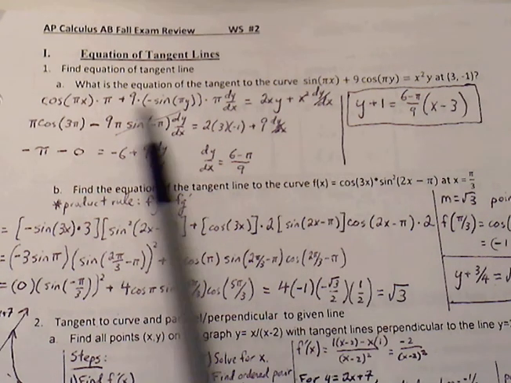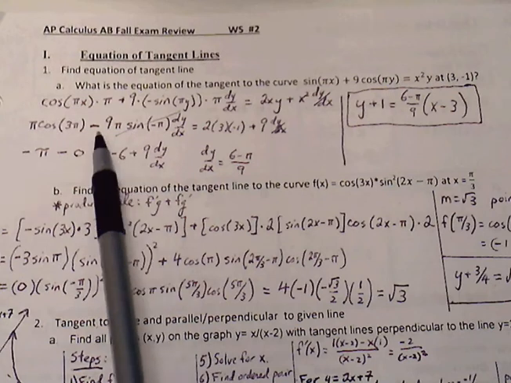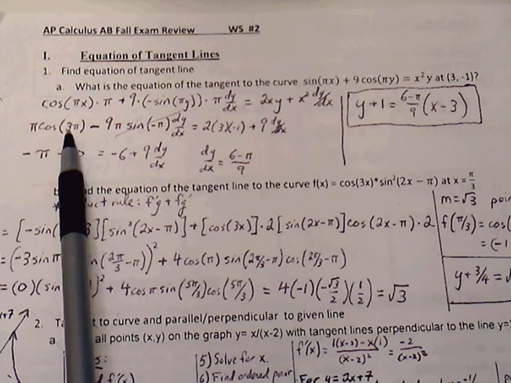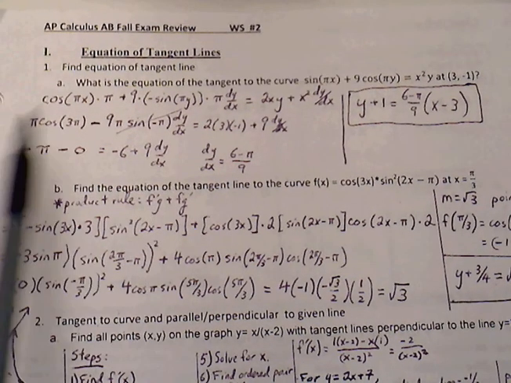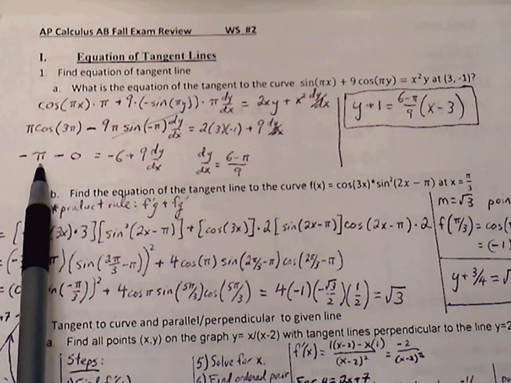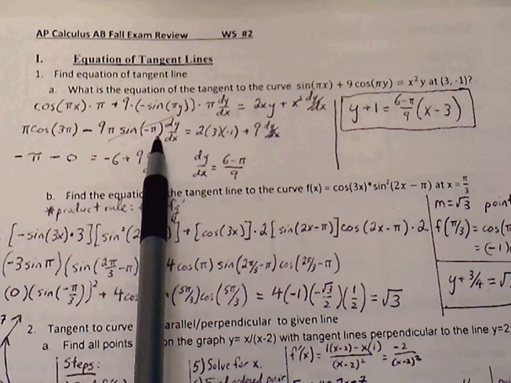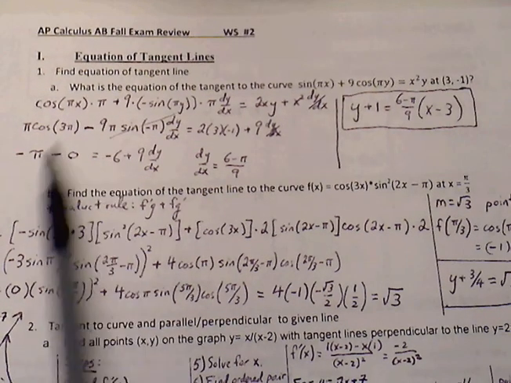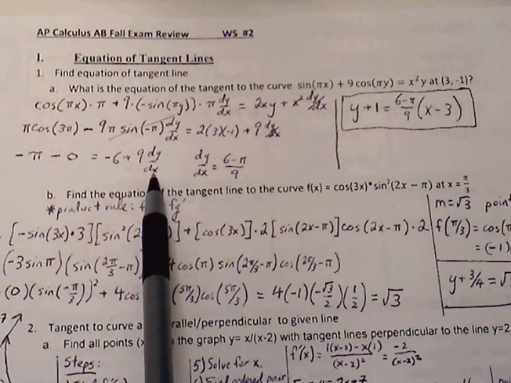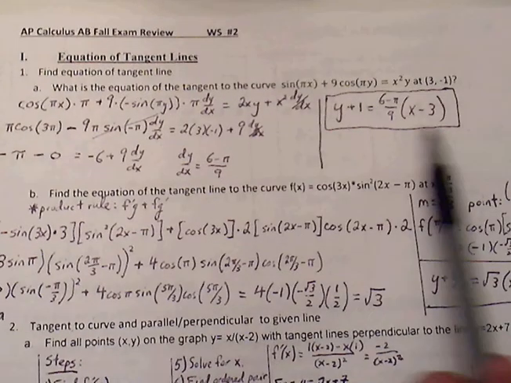And then we can just go ahead and plug in these ordered pairs for all the x and y's to find the slope. Plug in 3 for x, plug in negative 1 for y, and we're going to get cosine of 3 pi, which is the same thing as cosine of pi, which is negative 1, so negative pi. All this will cancel out because sine of negative pi, the same thing as sine of pi, is 0, so all this goes away. Negative 6 plus 9 dy/dx, and then we isolate dy/dx by itself, and we get the slope, 9 minus pi over 9, and then we write the equation of our tangent line.